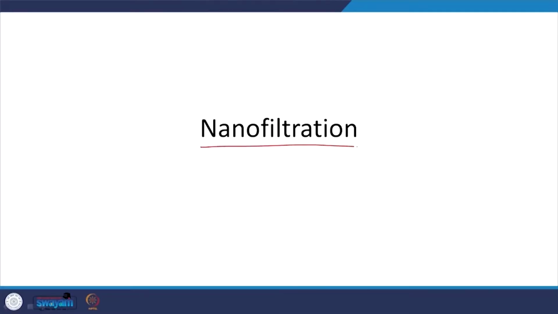The next class is relevant to nanofiltration and osmosis or reverse osmosis, where we look at removal of dissolved ions too. So, nanofiltration and RO, or reverse osmosis, is what we will look at, and with that we will wrap up water treatment related aspects.